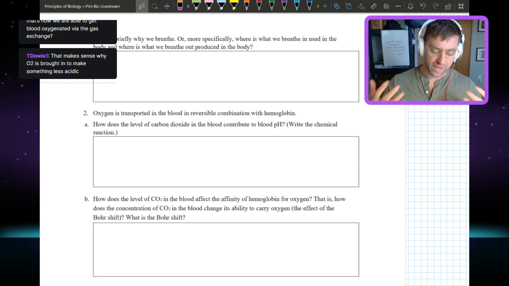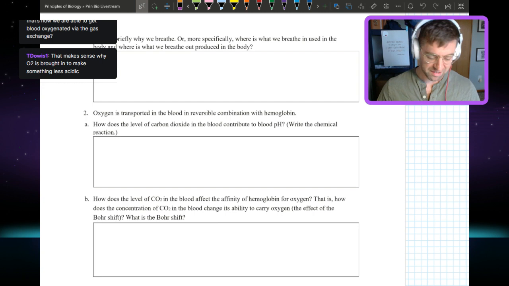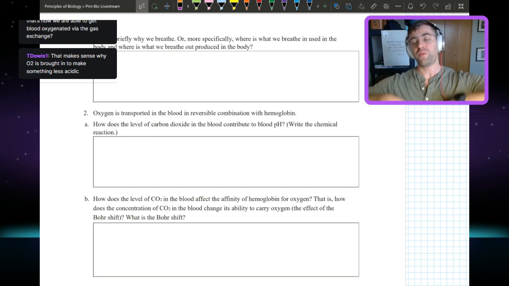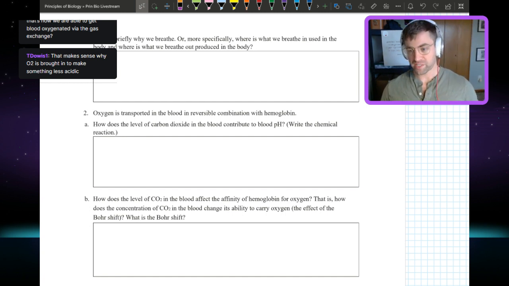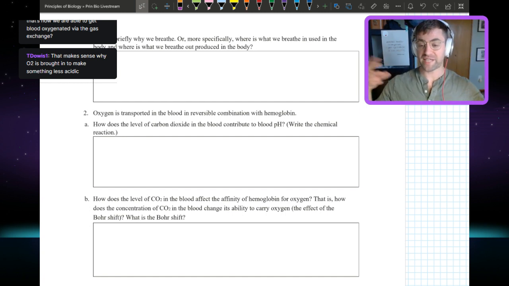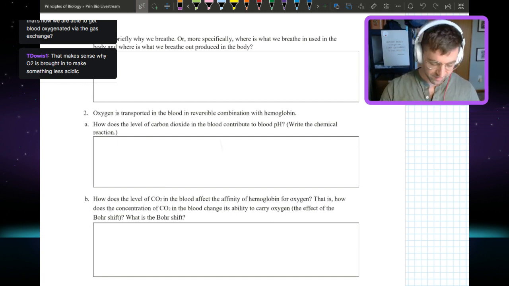So explain briefly why we breathe, or more specifically, where is what we breathe in used in the body, and where is what we breathe out produced in the body. So again, we breathe in to supply our cells with the oxygen that they need to use in cellular respiration. This is tied to metabolism, keep that in the back of your mind. Specifically, it's the ultimate electron acceptor in the electron transport chain of oxidative phosphorylation. Phosphorylation again being related to ATP. We're looking up here.